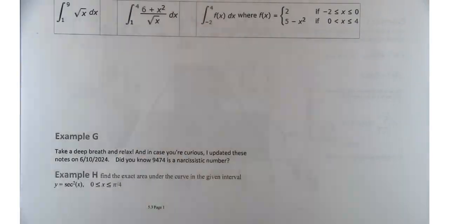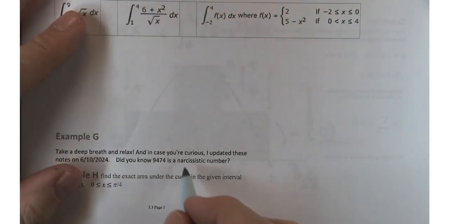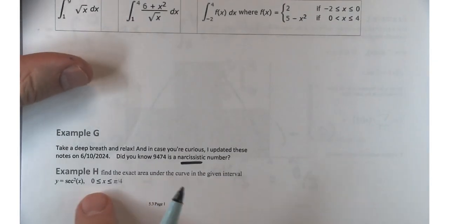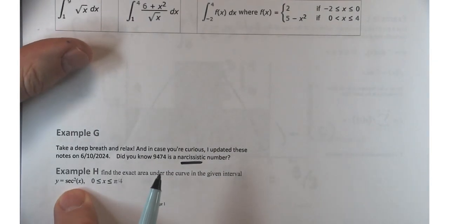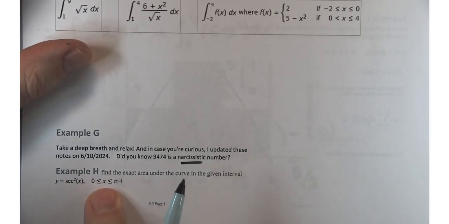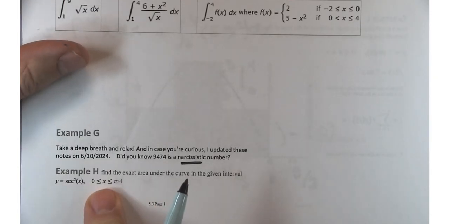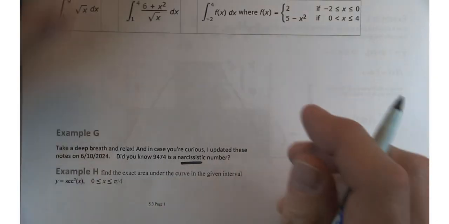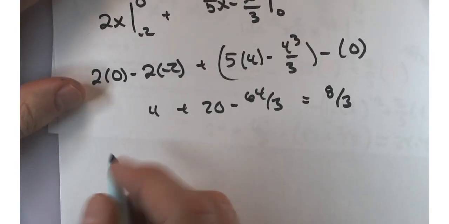I'll have to talk about narcissistic numbers next time. This is kind of a cool thing. But let's just do one last one here. The integral from 0 to pi over 4 of secant squared. So let's see, where do I want to fit that one in? This is example G. I suppose I can fit it in here.